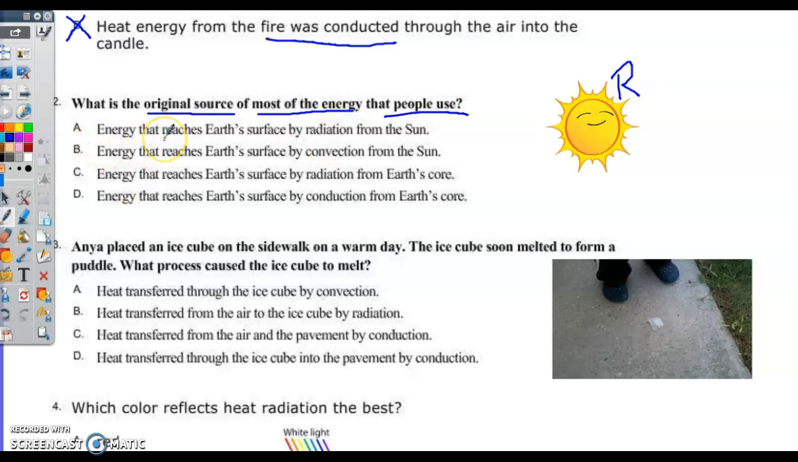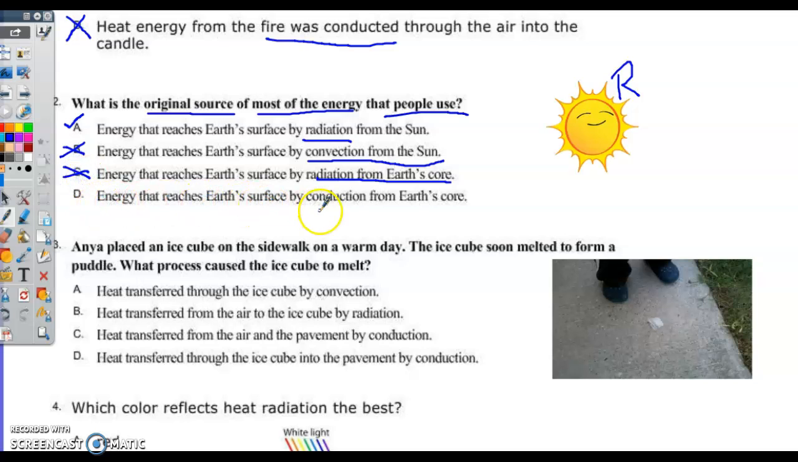This is what I would be doing on my test. Energy that reaches the Earth's surface by radiation from the sun. Does A sound like a good answer? Okay, I like that. I'm going to check all my answers, though. Energy that reaches the Earth's surface by convection from the sun. Is that what we've talked about? No, it's not hot air and hot water. Energy that reaches the Earth's surface by radiation from the Earth's core. Have we talked about the Earth's core this year? Probably not going to be the answer then.